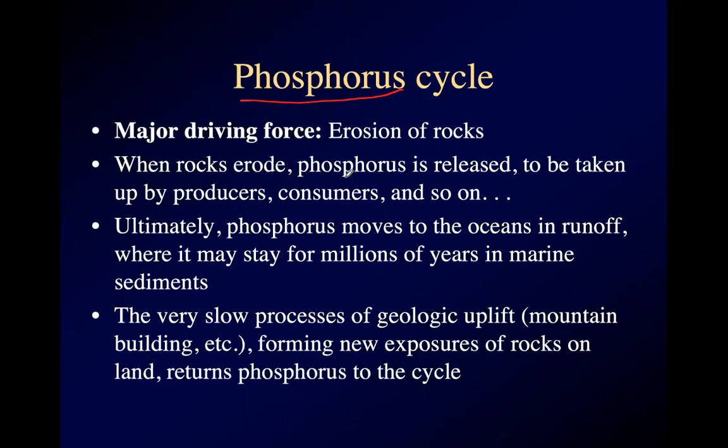So the main driving force here is rock erosion and geological uplift. And this is by far the longest, slowest cycle. It takes many millions of years to build a mountain range and then erode it away. I mean, we built the Ouachita Mountains about 250 million years ago, and we haven't gotten rid of them yet. It takes a long time.